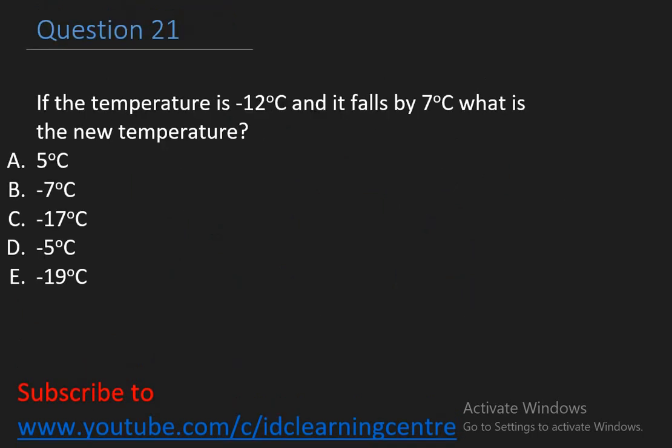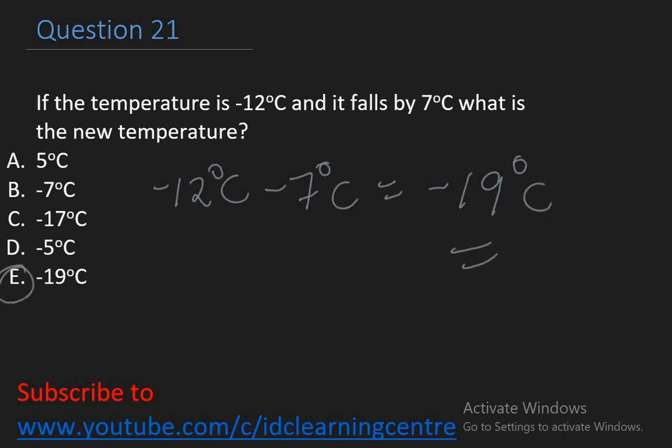Question 21. If the temperature is minus 12 degrees Celsius, it falls by 7 degrees, that's minus 7 degrees Celsius. What is the new temperature? Minus 19 degrees Celsius, which is E.